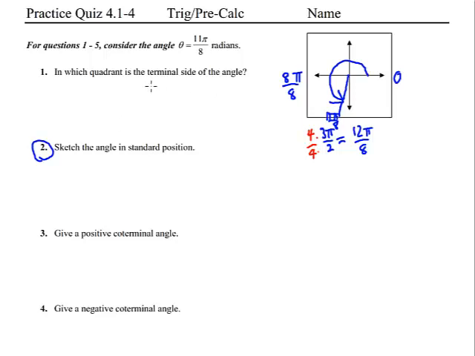And which quadrant is it in? Well, this is quadrant 1, 2, 3, and 4. So it's in quadrant 3.